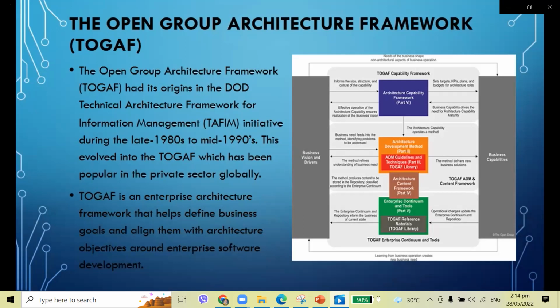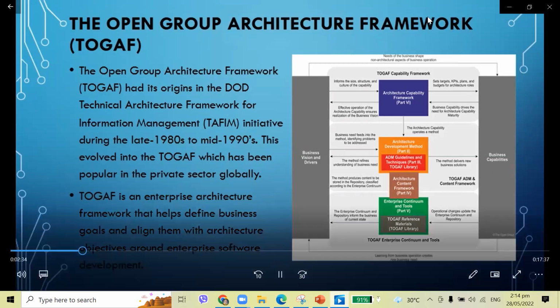The TOGAF defines an enterprise as any collection of organizations that has a common set of goals. And the purpose of EA is to optimize across the enterprise to turn the fragmented legacy of processes into one integrated environment that is responsive to change and supportive of the delivery of the business strategy.